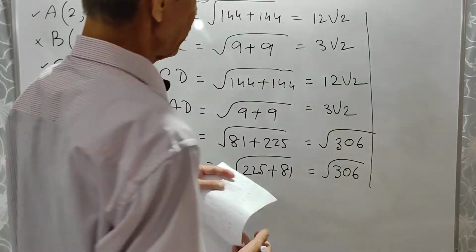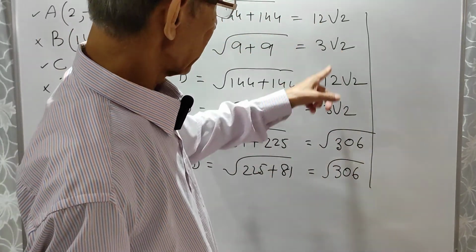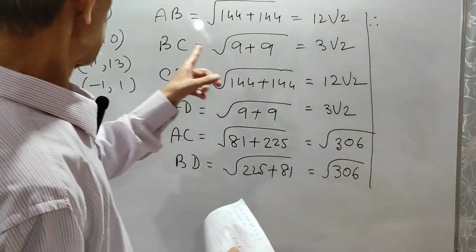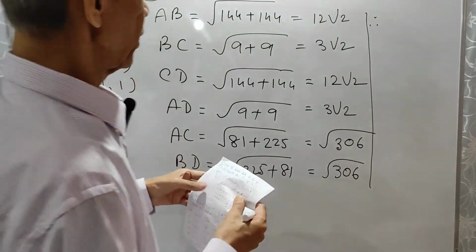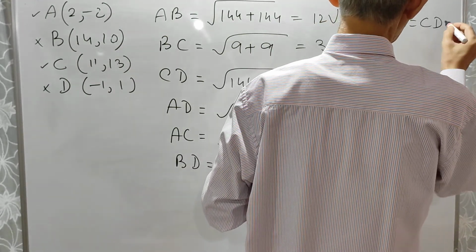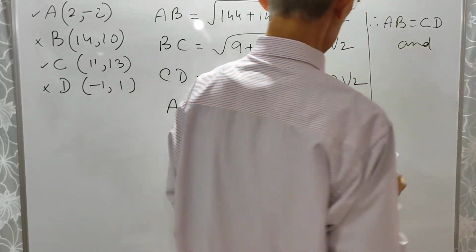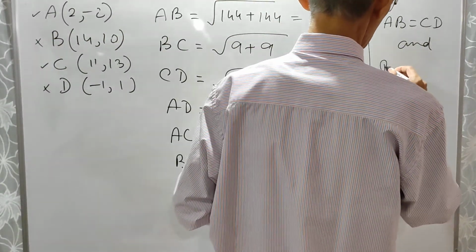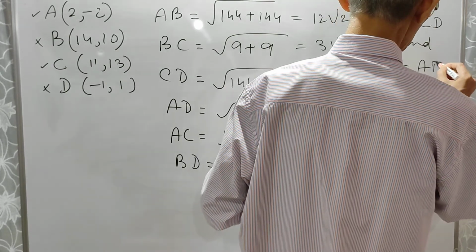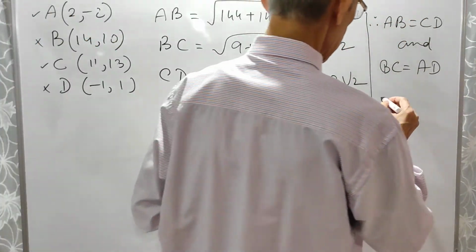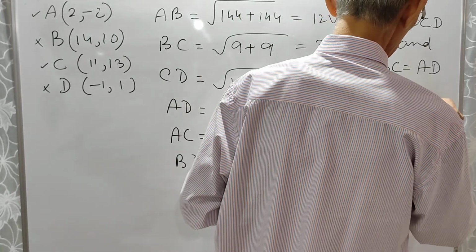So you see what we have found. Look here. We have found these 2 sides equal, these 2 sides equal. That means AB equal to CD. And we have got these 2 equal, which means BC equal to AD. Alright. And we have got the 2 diagonals AC equal to BD.